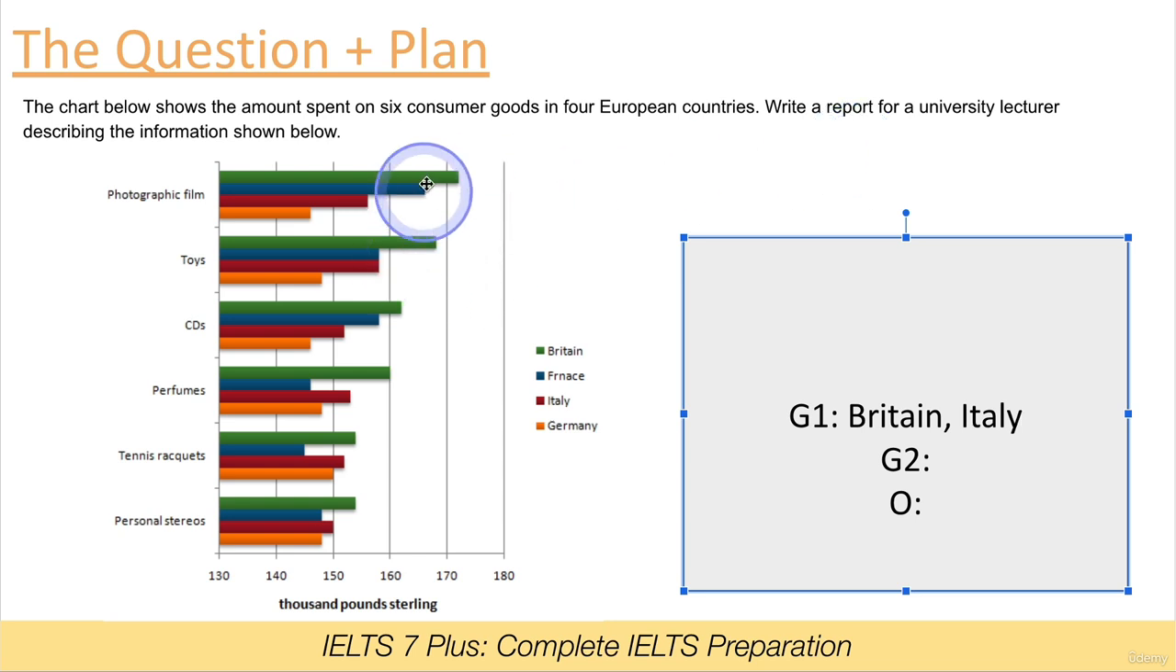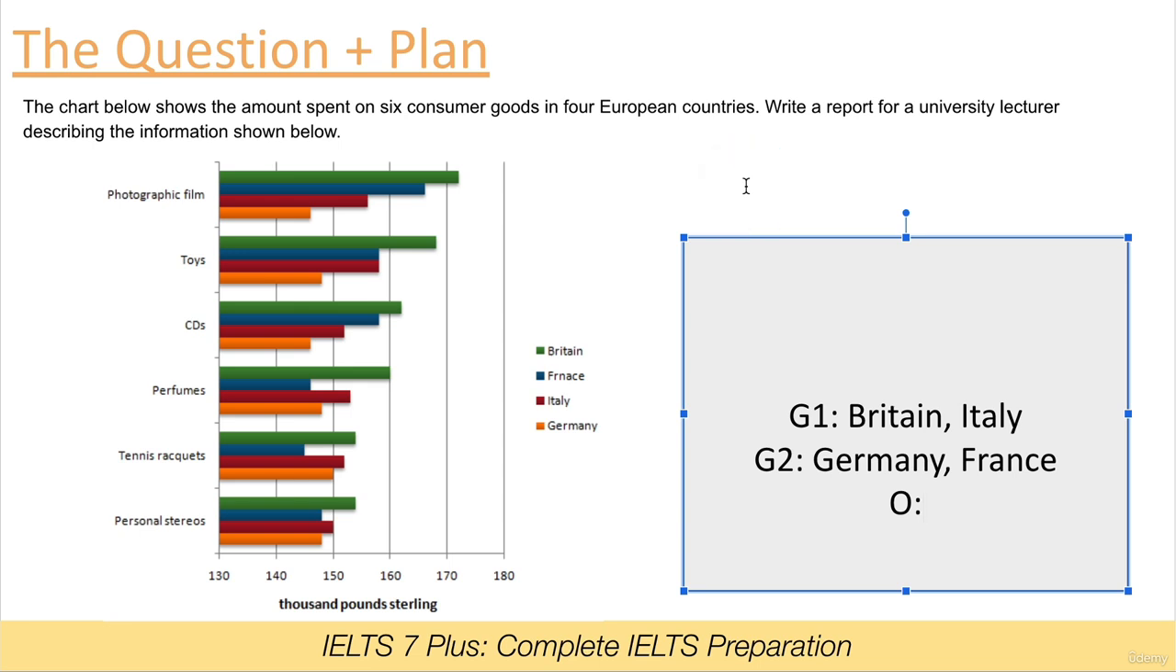Maybe we'll put Britain and Italy together. They spend high amounts, for their country, in photographic film and toys. That's Italy's highest. It's difficult to view this one, isn't it, as it's a horizontal chart. So yes, we'll talk about that. And then in group 2, Germany and France, we have some fluctuation. So we'll discuss that.